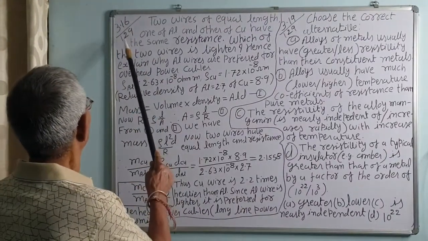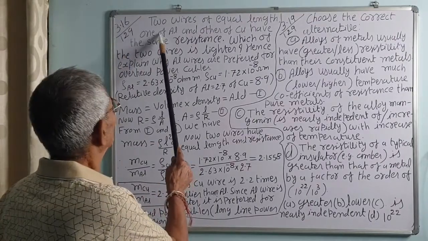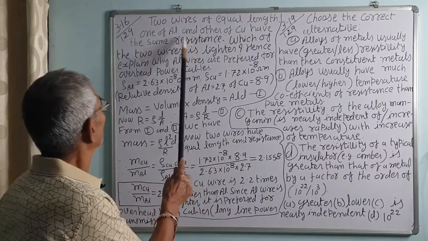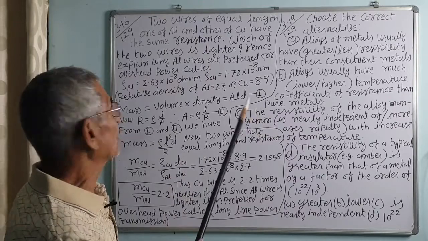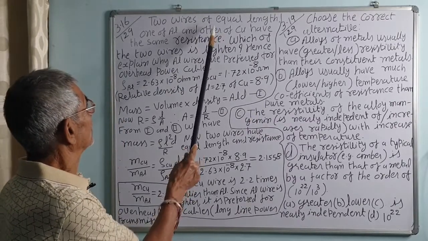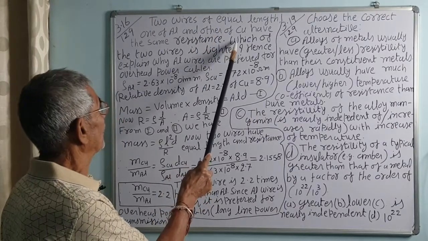Example 3.16, page number 129. Two wires of equal length, one of aluminum and the other of copper, have the same resistance. That is, length and the resistance are the same for both wires.